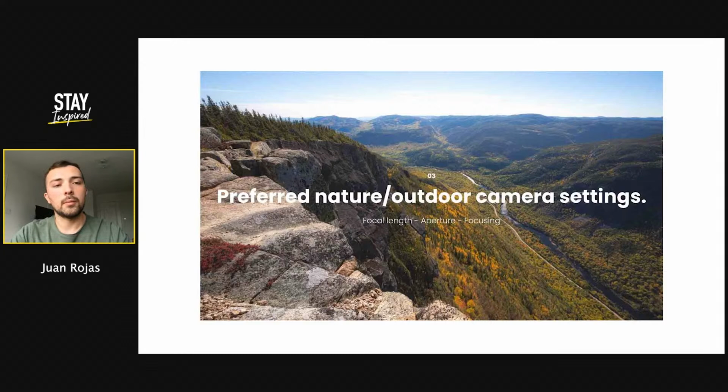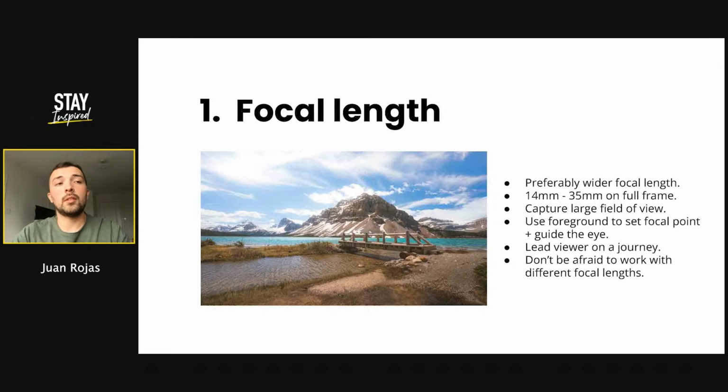So the first and one which I believe is key to allowing you to capture unique locations is understanding how the focal length plays a part in your shot. When you're out shooting landscape sceneries, it's preferred that you have a wide angle lens with you because this is going to allow you to capture as much of the scene as possible. Something, for example, between a 14 to 35 millimeters is considered a wide angle lens on a full frame camera.